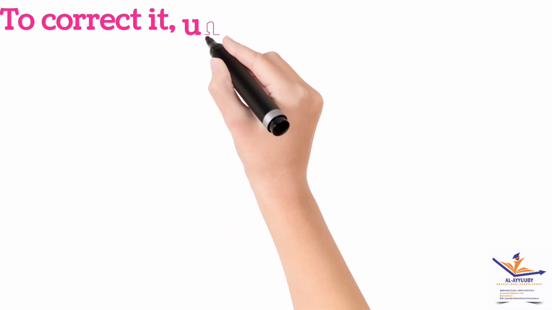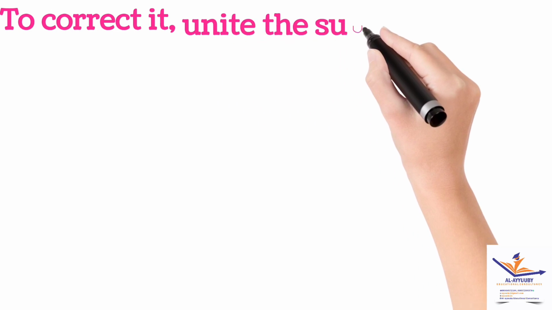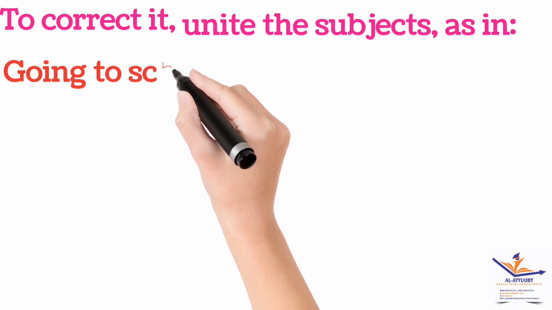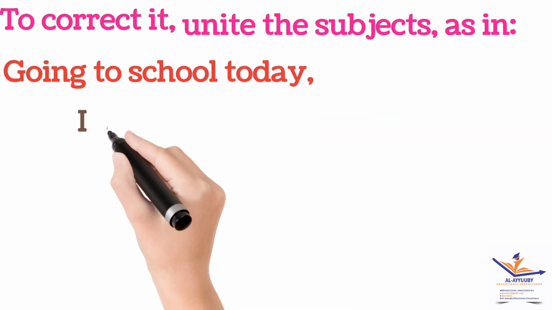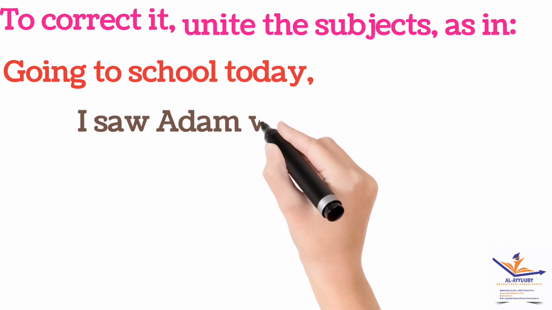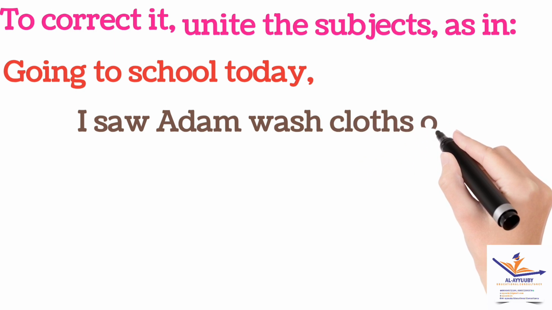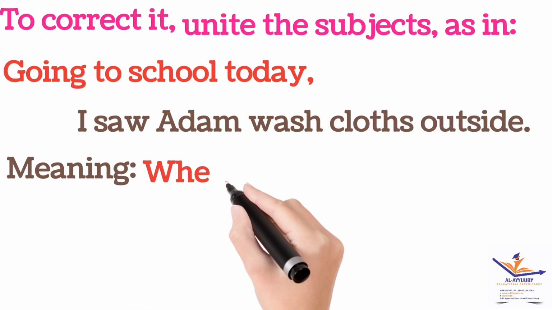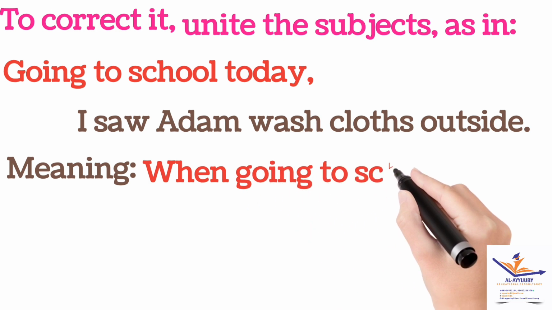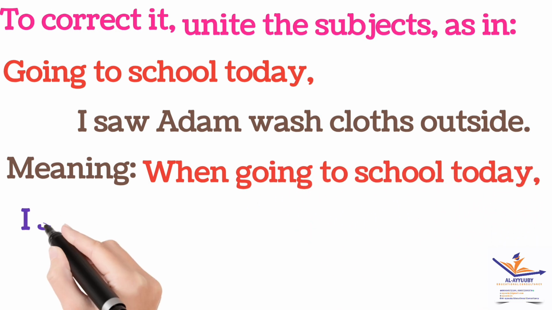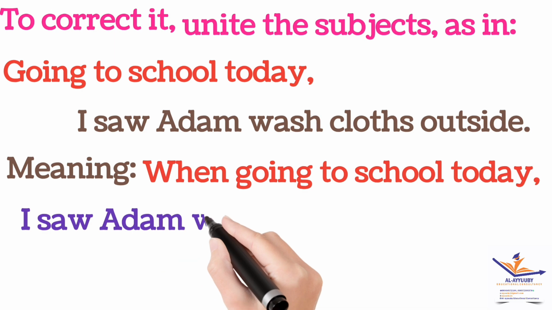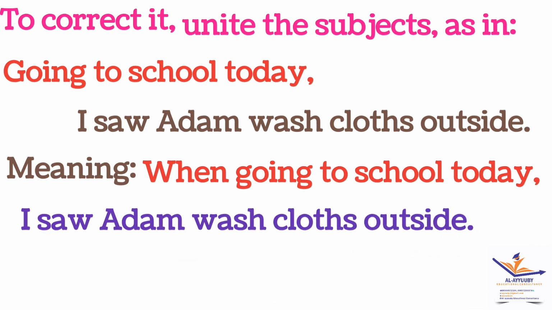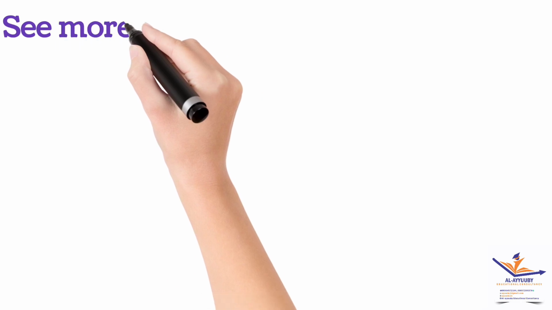To correctly use this kind of sentence, we can unite the subjects in both clauses by saying, going to school today, I saw Adam wash clothes outside. In that case, there has been unity between the subjects in each of the clauses. It means when I was going to school today, I saw Adam wash clothes outside.